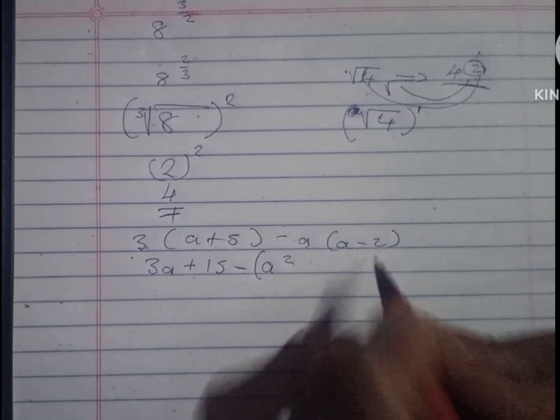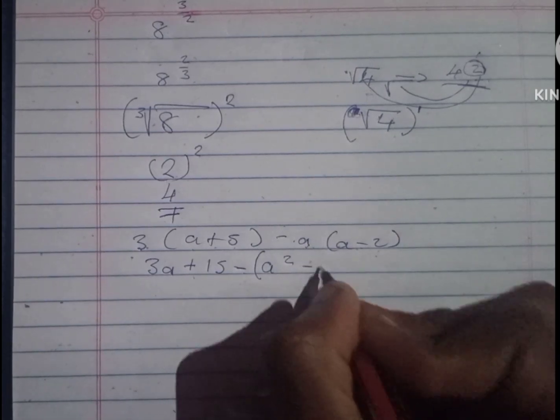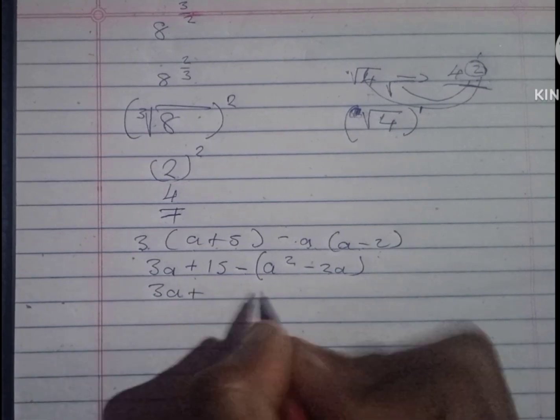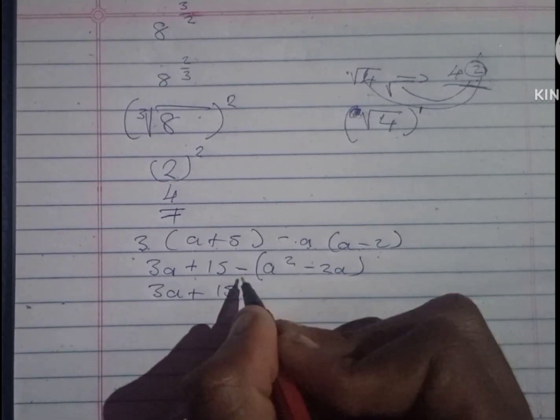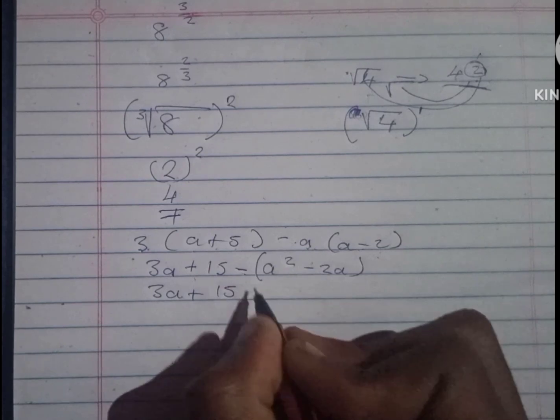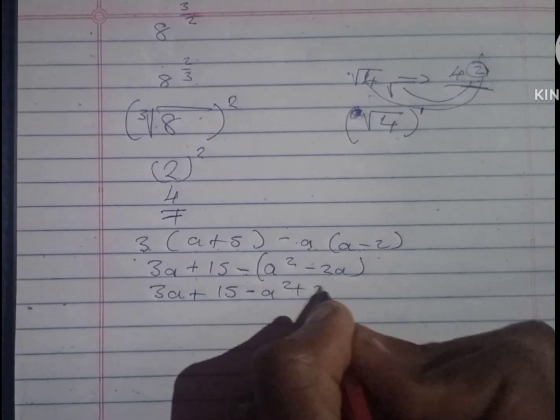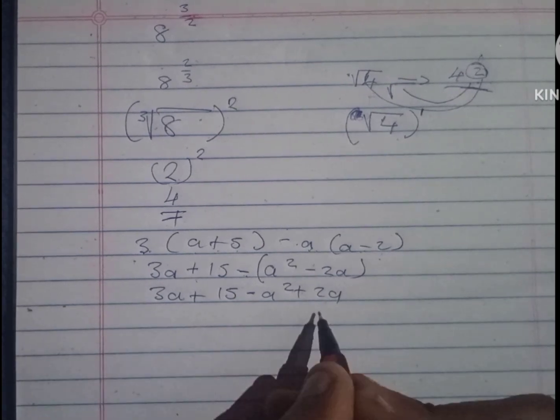a times negative 2, that's going to give you negative 2a. And then later on, we copy this the way it is, and then we multiply this negative with everything in the brackets. So we're going to have minus a squared and plus 2a. So this is what we're going to have.